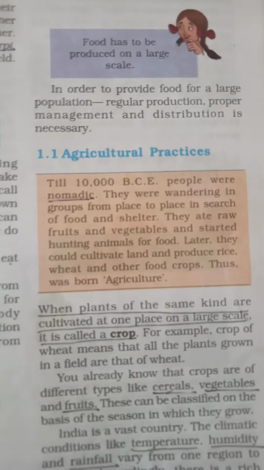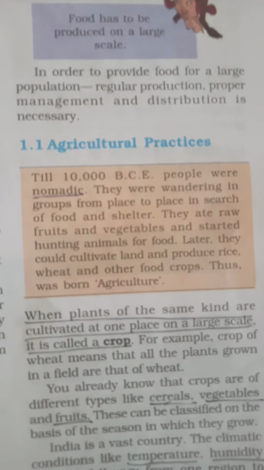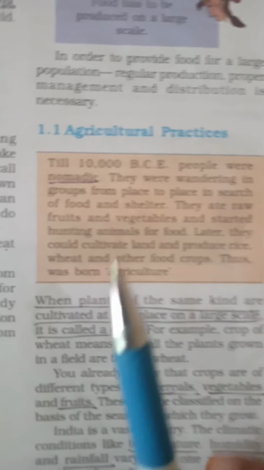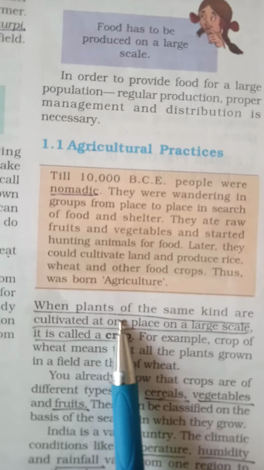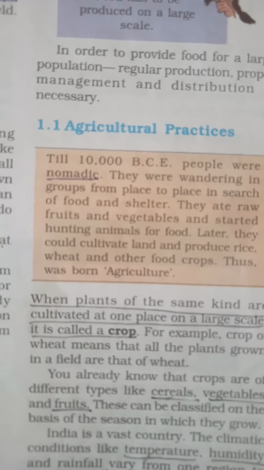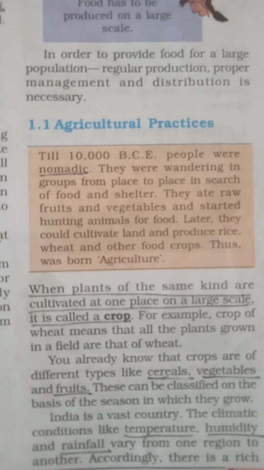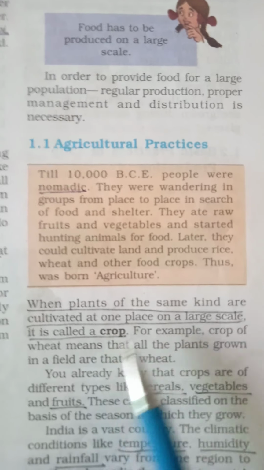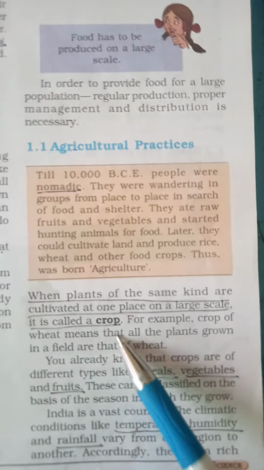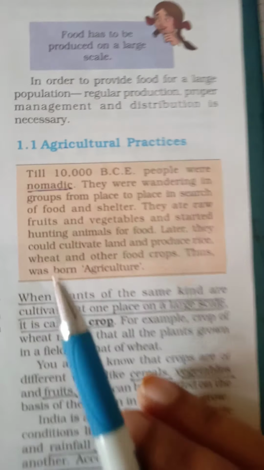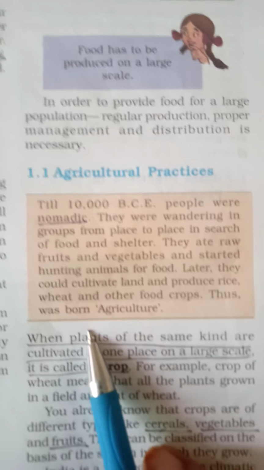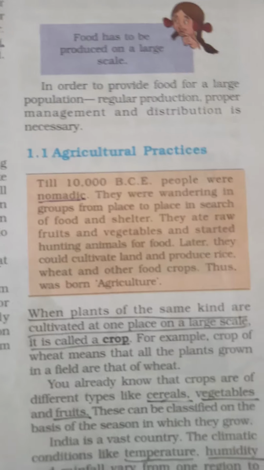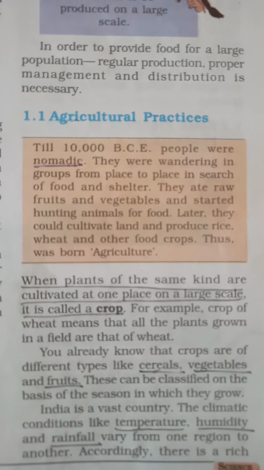So many plants will be grown together in a large area, so that you can get a sufficient amount of wheat grains there, right? So this type of production of plants, wherein on a large area we are growing the same kind of plant, is referred to as a crop. It may be anything: rice, wheat, vegetables, fruits, or anything. So we refer to crop as the plants which are grown on a large scale, and most importantly, all the plants must be the same, right?